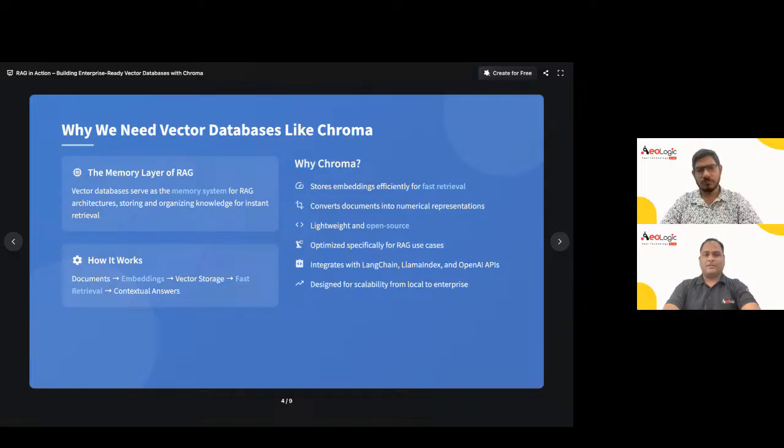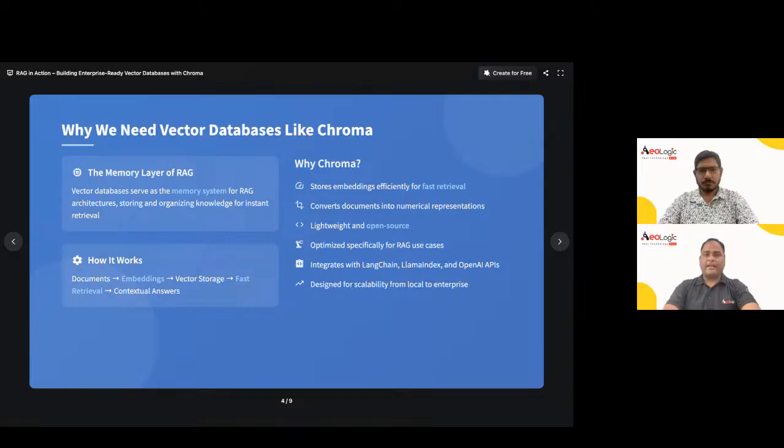Second is customer support co-pilot. That means AI agents use RAG to pull context from FAQs, product manuals, or past tickets to give accurate, contextual replies. The third use case could be finance and compliance search. Teams use RAG to query regulatory filings or contracts without manually scanning through the pages. The next use case can be engineering knowledge base.